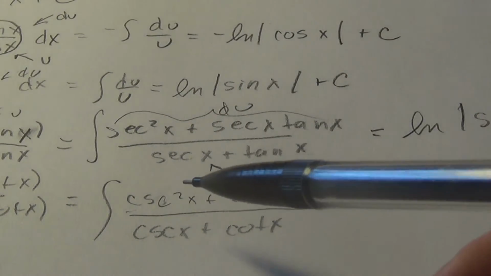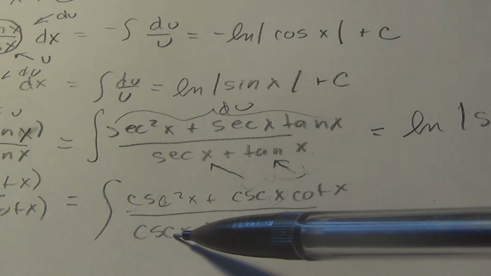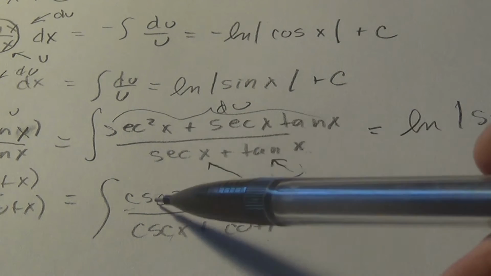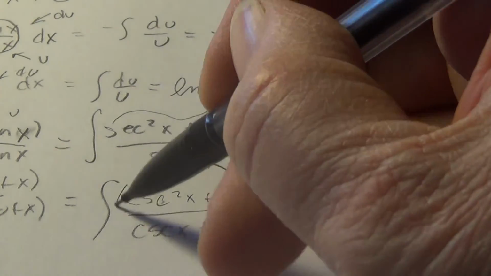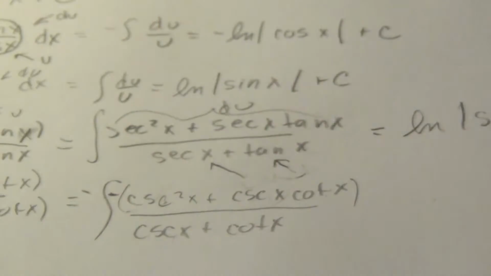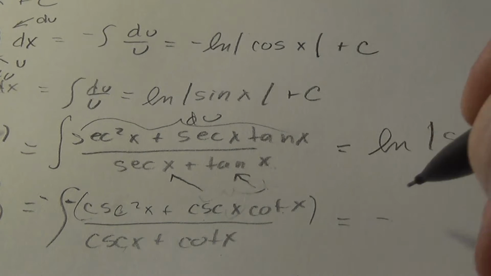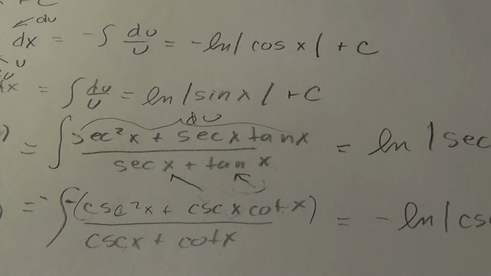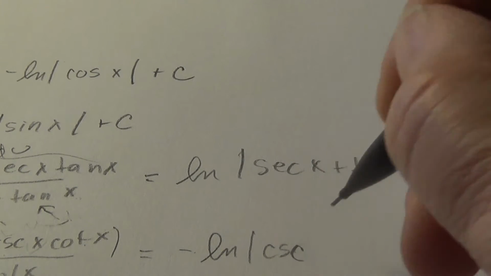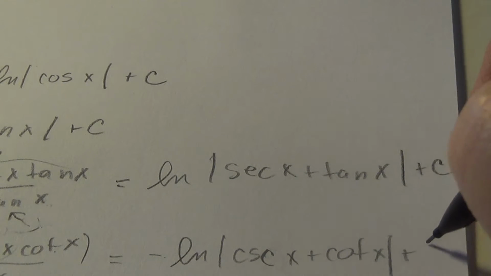So it turns out that the derivative of this is negative cosecant cotangent, and the derivative of this is negative cosecant squared. So we do need a negative up top in the numerator, so we'll pull one out. But then we do have a du over u situation, so we have negative ln absolute value of cosecant x plus cotangent x plus c.